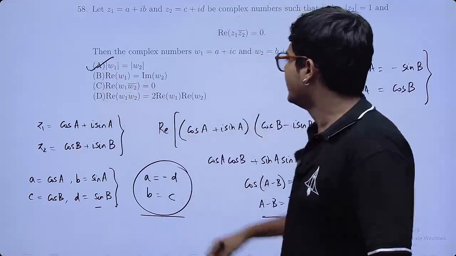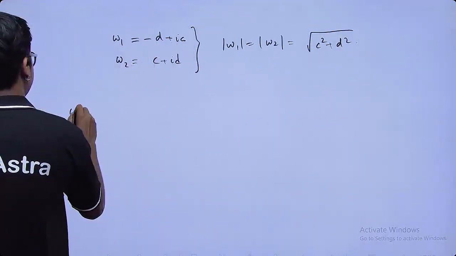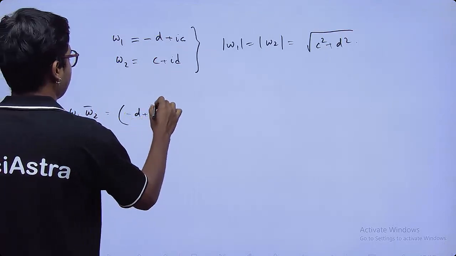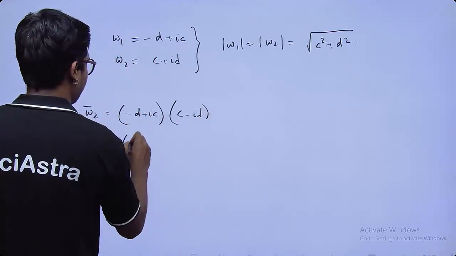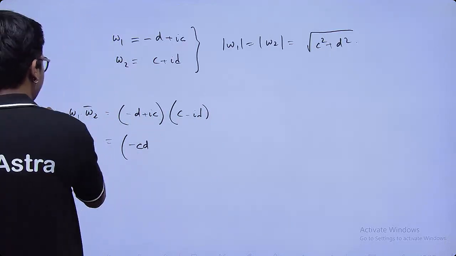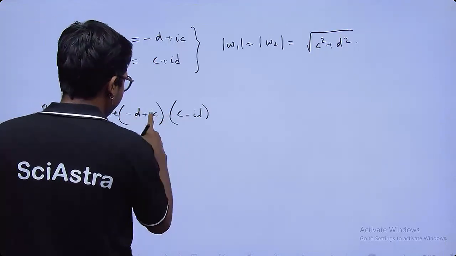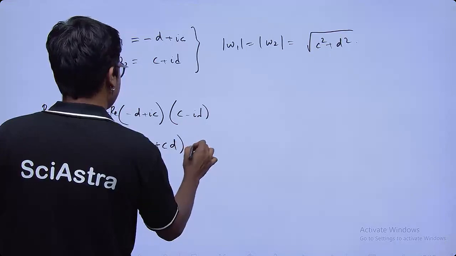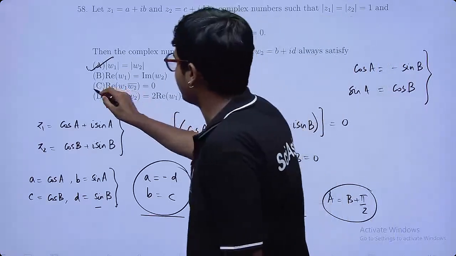Yeah. Real part of W1 times W2 conjugate. What is W1 times W2 conjugate? Minus d plus ic times c minus id. That turns out to be minus cd. And we are only interested in the real part of this, right? That will turn out to be minus cd minus i square, so plus 1 plus cd, right? So that turns out to be 0. So this is correct, right? So option C is correct.